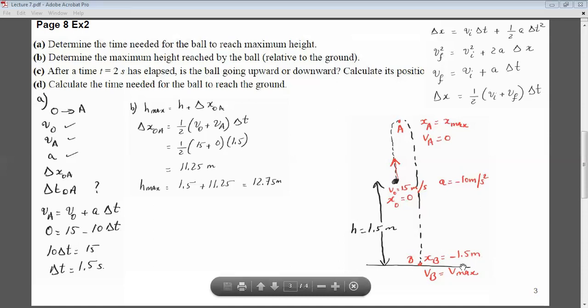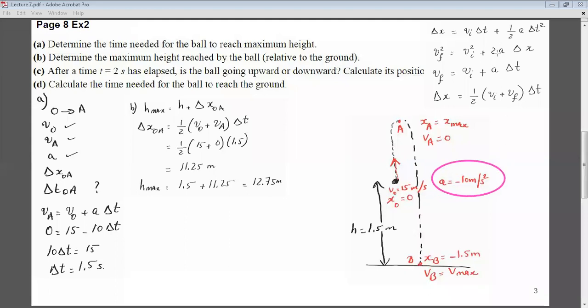And VB equals V maximum, because when the ball starts going down, it will speed up until it reaches point B. After hitting the floor, it would stop. But just before it hits it, the V is V maximum. And I know also that the acceleration equals minus 10. This is the most important thing, and this is why we use these four equations. We use these four equations because the acceleration is constant.